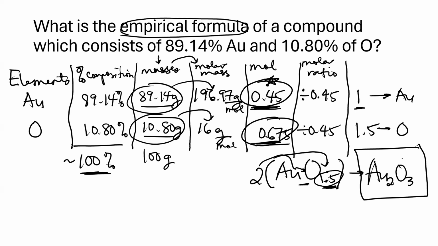In this particular problem, you notice that we needed another step so that we arrive at the actual empirical formula of the compound, because we cannot have decimal places for the subscripts of our elements in a compound. That's why we needed to multiply our answer by 2 so that we get whole numbers for the subscripts of our empirical formula.